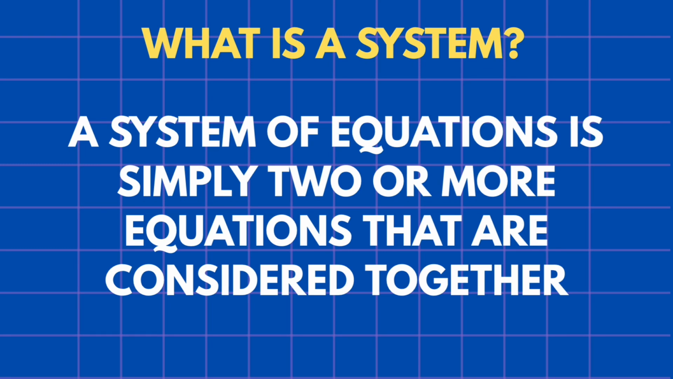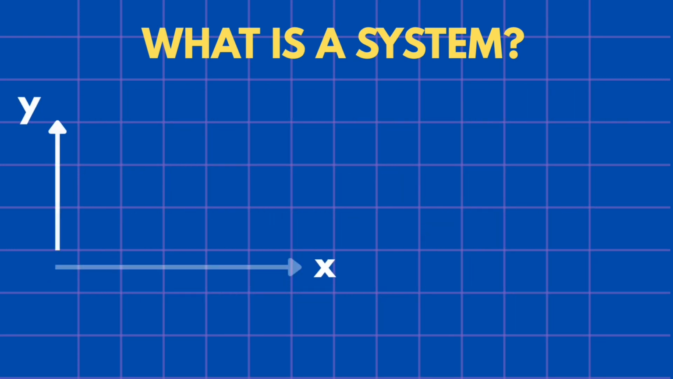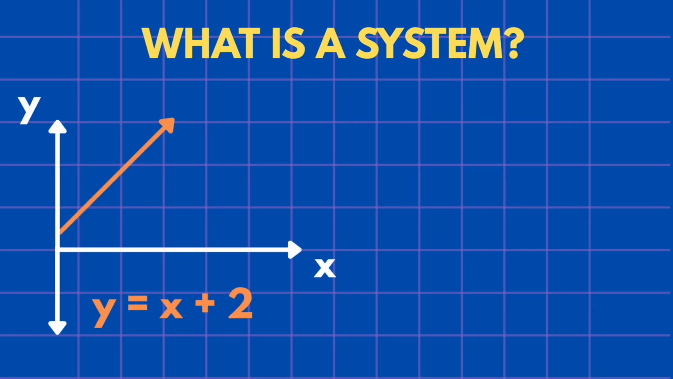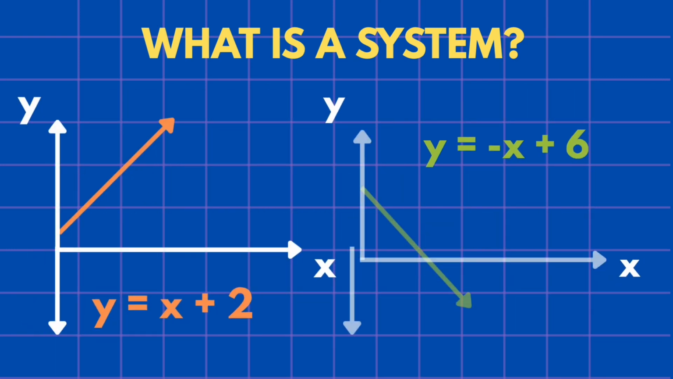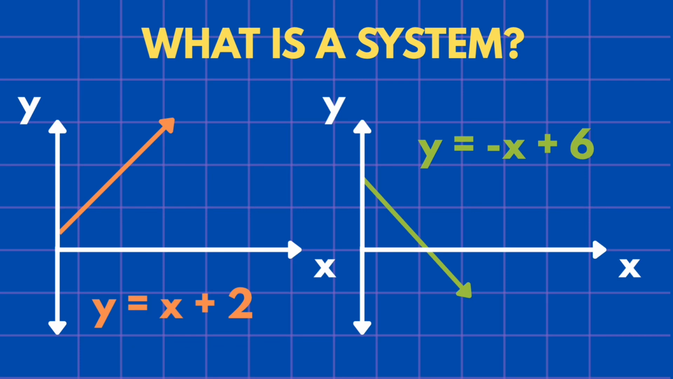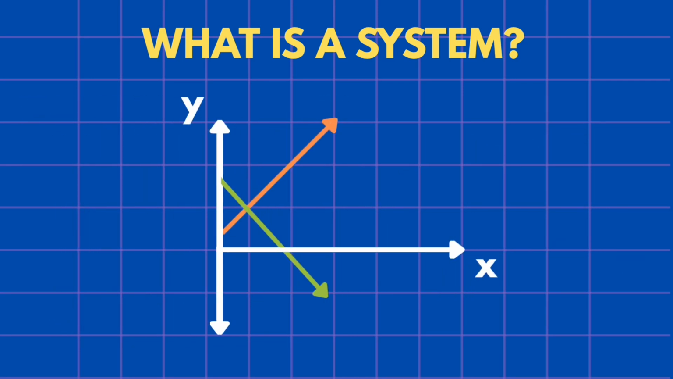A system of equations is simply two or more equations that are considered together. Instead of solving one equation, we're looking for a solution that satisfies both equations at the same time. Think of it this way. Imagine one equation is giving directions to one line. The second equation is giving directions to another line. Our job is to find the point where those two paths cross.